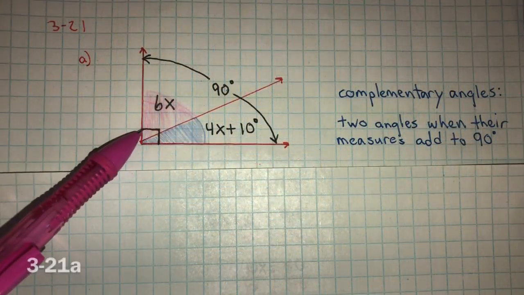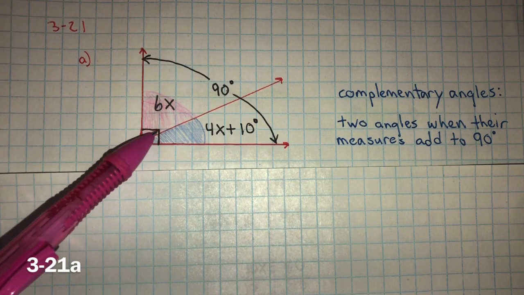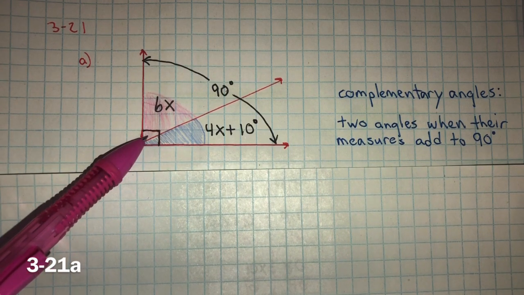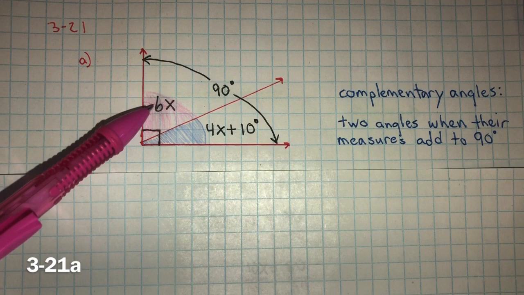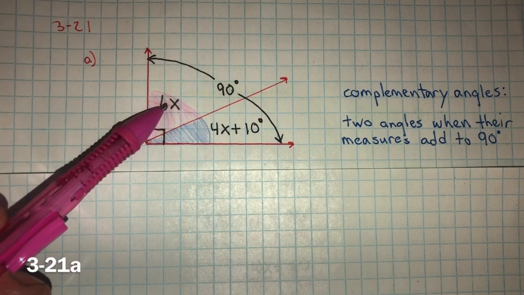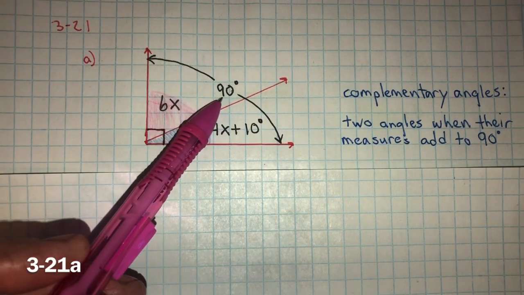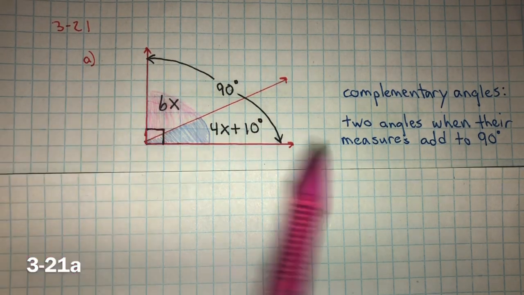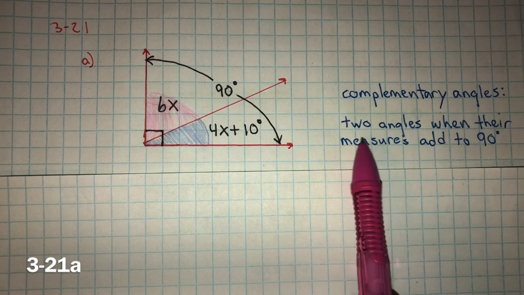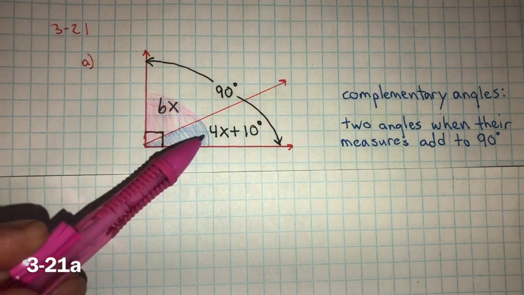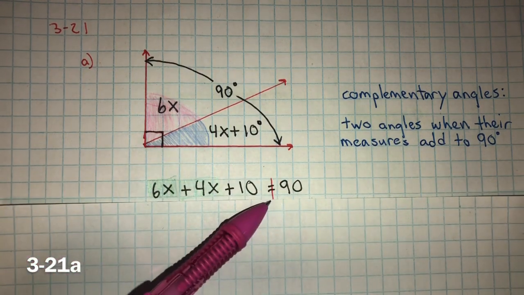So for this first one, we have a right angle, and that's indicated by this right angle symbol here, which means it's 90 degrees. So we know that this angle, the pink angle, plus the purple angle, the measures of these two angles have a sum of 90 degrees. Since they have a sum of 90 degrees, these are complementary angles. Complementary angles are two angles when their measures add up to 90 degrees. So since these two add up to 90 degrees, we can set them equal to 90 degrees.